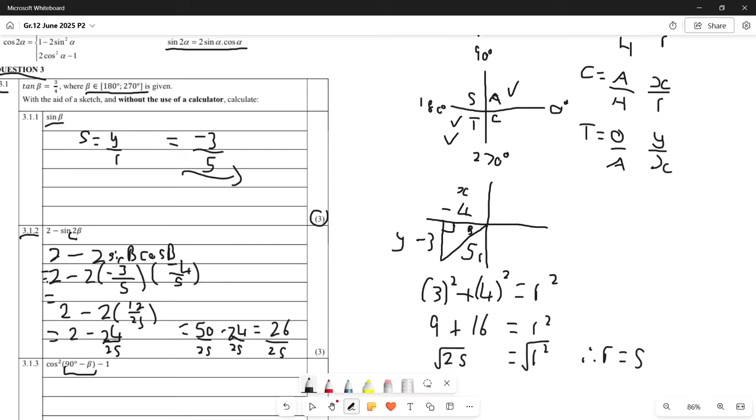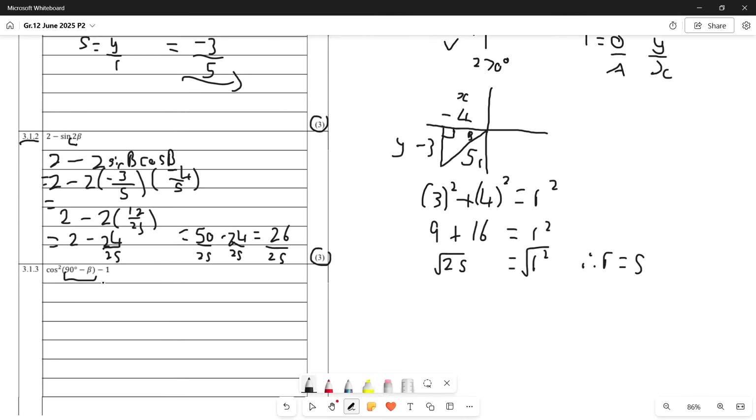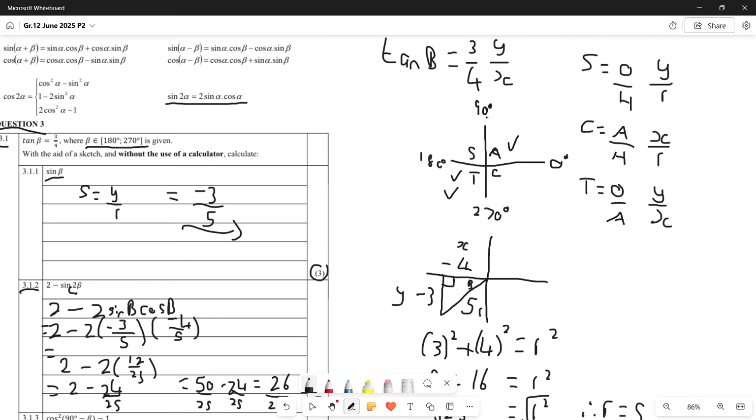But we did get a mark for expanding this, substituting in our correct values, and then solving for it from there. So that is 3 marks. Great. Because then we have 3.1.3, it's saying cos squared of 90 minus beta. So that is a cofunction. We have to keep in mind whenever there's a 90 that we have to be on the lookout for some sort of cofunction up here.